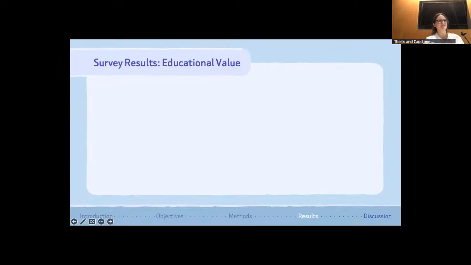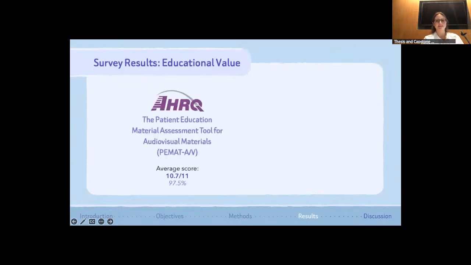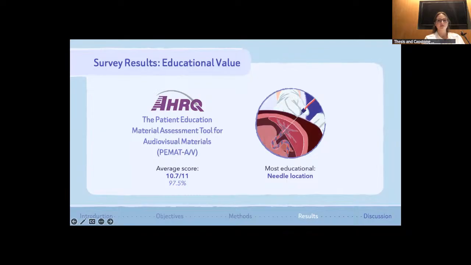On to the results of the survey. The average PMAT AV score was 10.7 out of 11 total points, or 97.5%. A minimum score of 70% is needed for material to be considered understandable. In the open response portion, participants mentioned seeing the different needle insertion locations was the most educational part of the video.